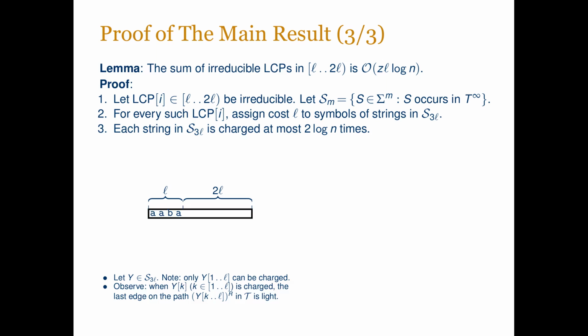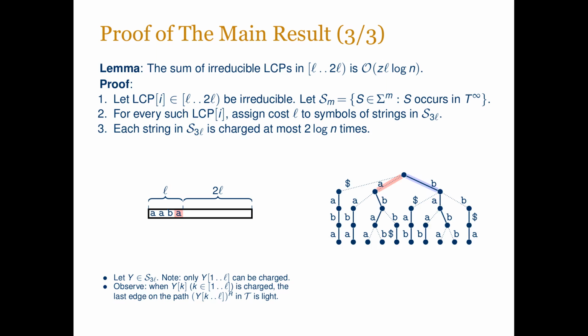Observe that whenever y of k is charged, the last edge on the string spelled by going backwards from position L to position k is light. In this case, if A was charged, that meant that the red edge was light. Similarly, B can only be charged if the blue edge is light. The same holds for every character from position L to 1. Observe that all these light edges need to lie on a single path in the trie. In this case, we have 2 light edges, and hence 2 symbols would be charged.